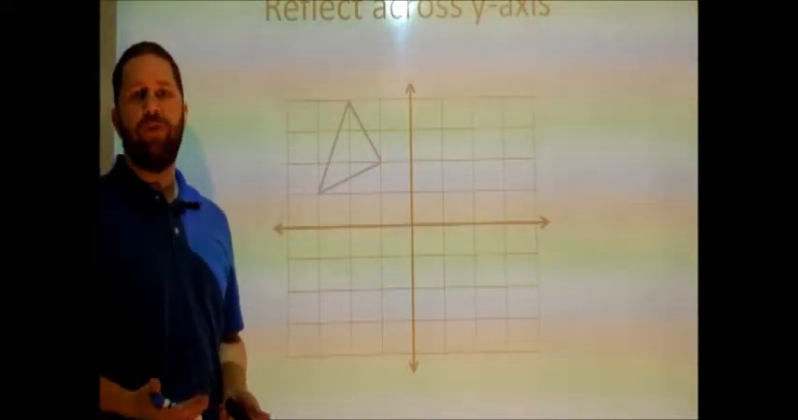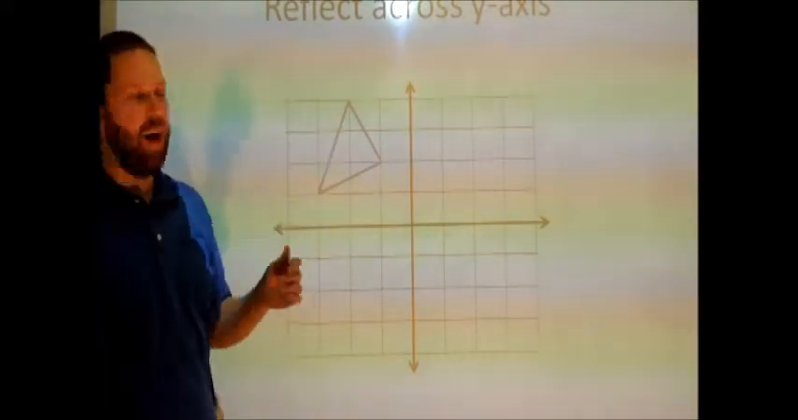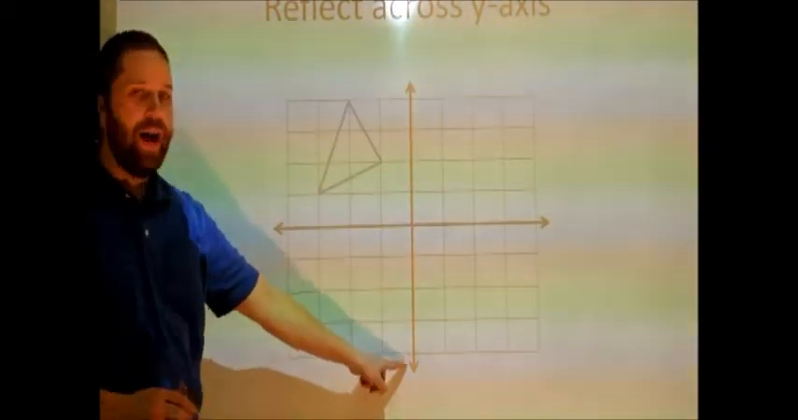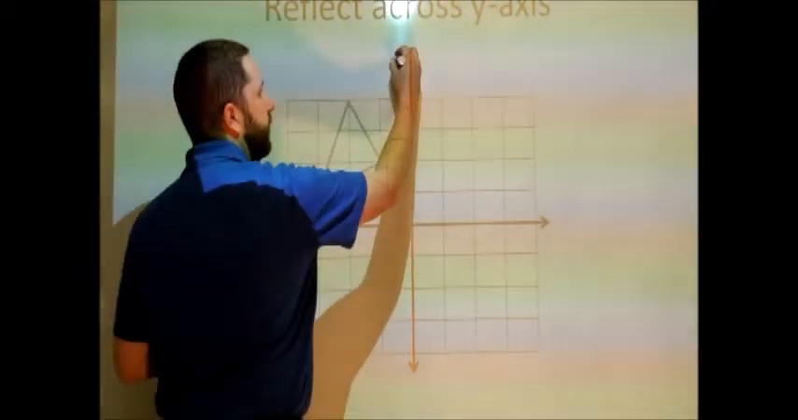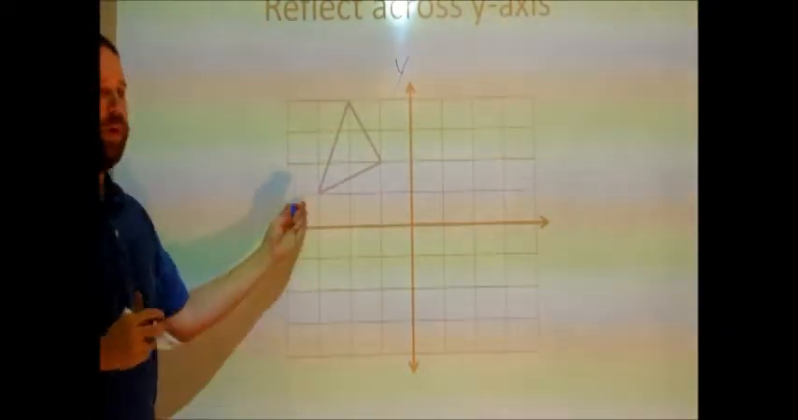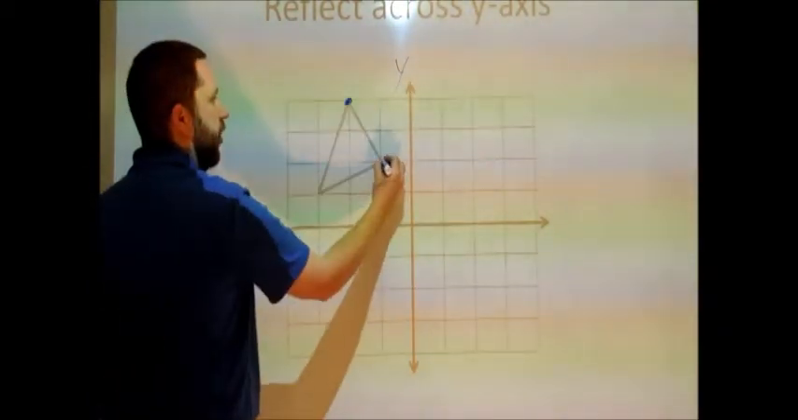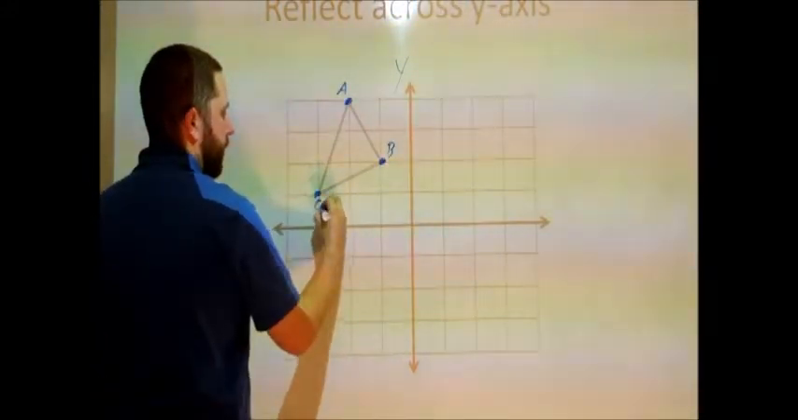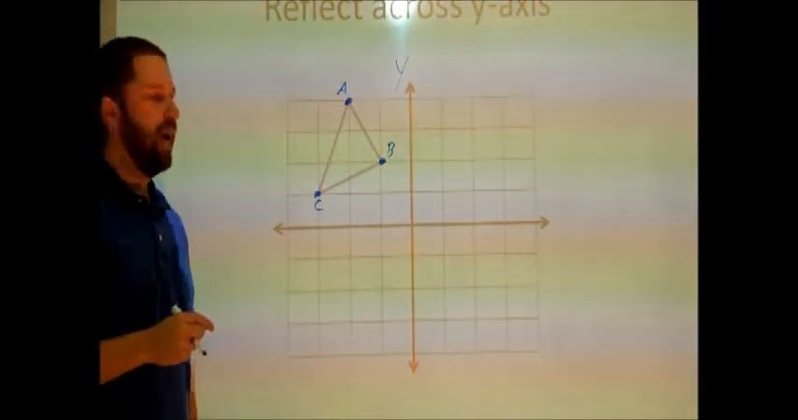We can also do reflections based upon the graph. So in this case, we want to reflect it across the y-axis. So our y-axis is the up and down axis right here. So what we're going to do is take our triangle, ABC, and move it to the other side of the y-axis.